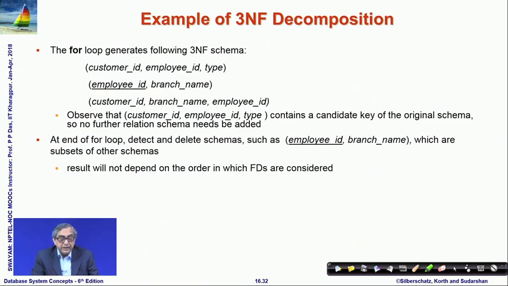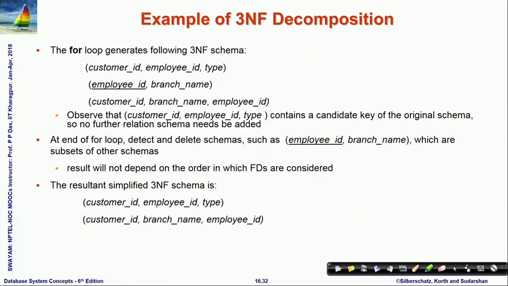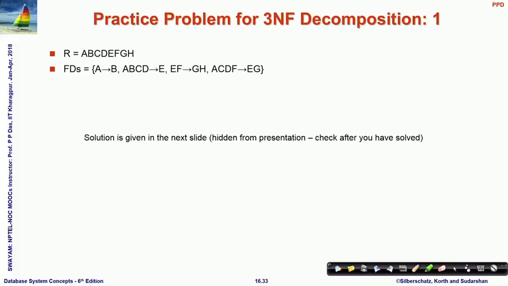This is stated in terms of the detailed algorithm, but you can say that the employee ID and branch name relation, the second relation in the decomposition, is actually a subset of the third relation. So, you can remove that as well. So, you will be left with only 2 relations in this decomposed schema, both of which are in third normal form, and this decomposition has guaranteed you lossless join and dependency preservation.